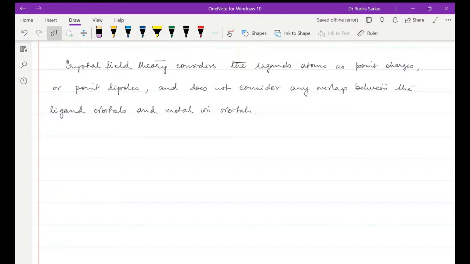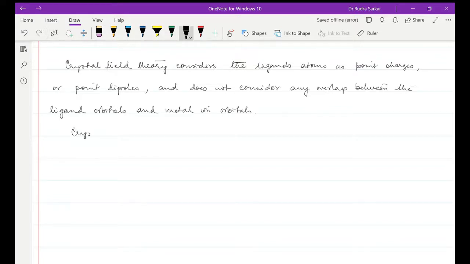So this electrostatic approach towards the interaction between metal ions and ligands is actually called crystal field theory. Now, since we are discussing ions in a crystal lattice, one can imagine that it is very similar to the effect of a chloride ion when we are considering the face-centered crystal lattice of KCl. Okay. Now, what else does crystal field theory say?